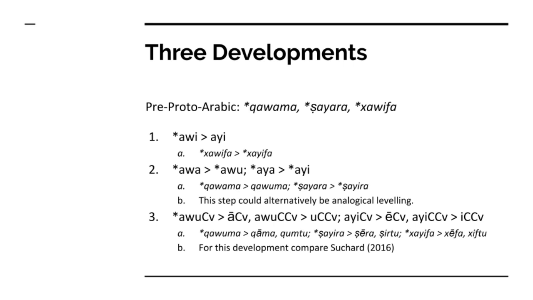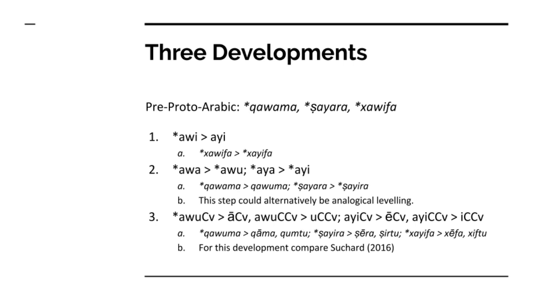And next up, we basically get the same sound law that was already established by Suchard. So qawma becomes qama, but when it's in a closed syllable, it becomes qumtu. Sayira becomes sayra, sirtu in a closed syllable. And khawifa, which it is now, becomes khaifa and khiftu in a closed syllable.